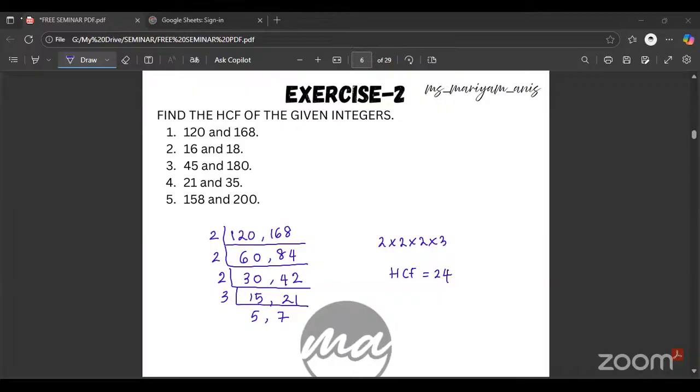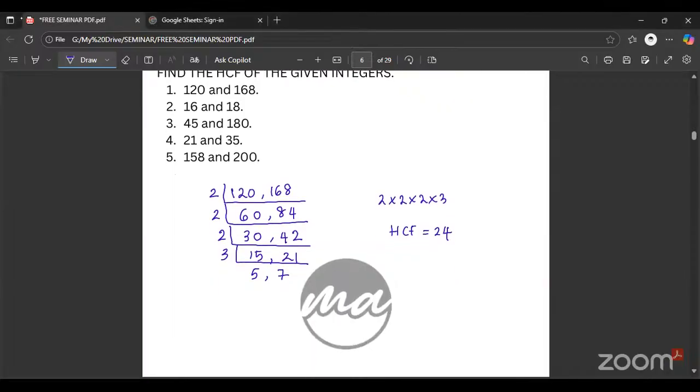Okay, so let's check the answer for the second one. It's 16, 18. You can divide both of them by 2. When you're dividing them by 2, it will be 8, 9. After this, you can't divide 8 and 9 by the same number. So it's the end of the working. Therefore, your HCF is going to be equal to 2. Those who have got 2 for the answer, good job.